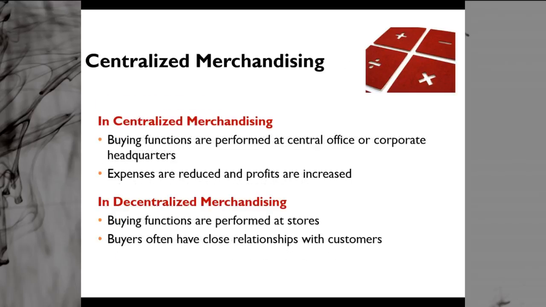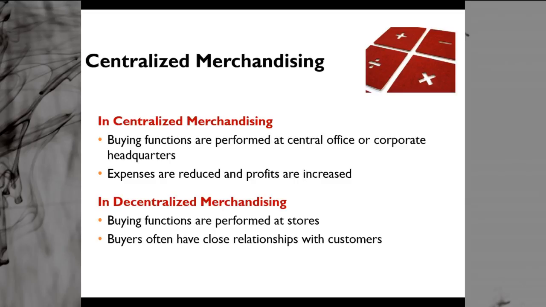We already talked about centralized merchandising. On the other hand, we can talk about decentralized merchandising. We talked about centralized merchandising as one headquarters controlling all the buying, planning, distribution, and product development. Buying functions are performed at the central office or corporate headquarters, and expenses can be reduced and profits increased because this is well operated and controlled from the headquarters.